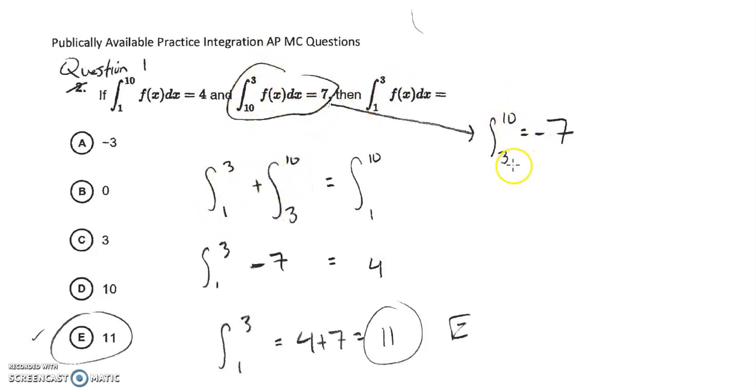I flip it. And you should know that when we flip the bounds of integration, we negate that integral, right? So what I get is that integral from 1 to 3 minus 7, because this is a plus 7, is equal to, this guy is 4. Add the 7, it's just a simple equation now. 4 plus 7 gives me 11. Answer is E.